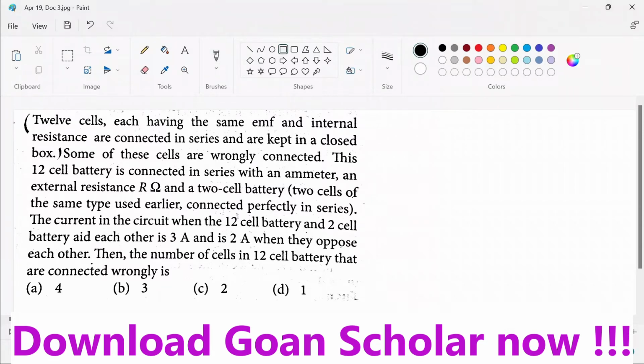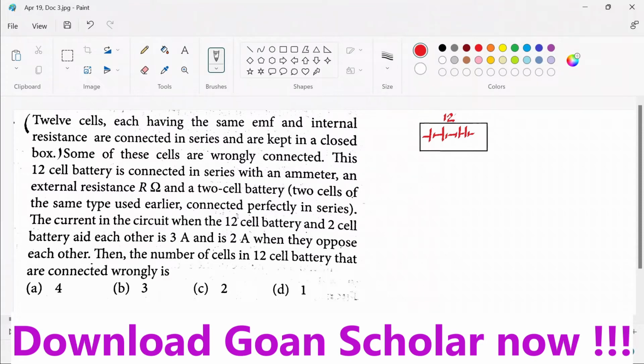So I am making a box over here. What does this box represent? These 12 cells, out of which some are correctly connected, like positive to negative in series combination. Some are wrongly connected, negative somewhere, positive somewhere, negative like this. How many total are there? 12 are there. I hope no one has any doubt in understanding this part.